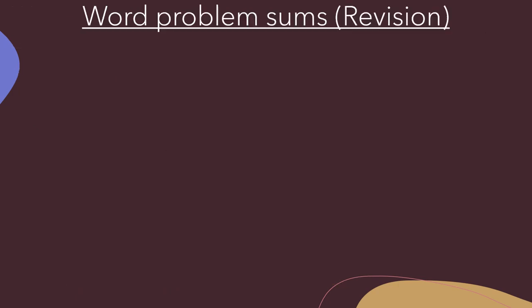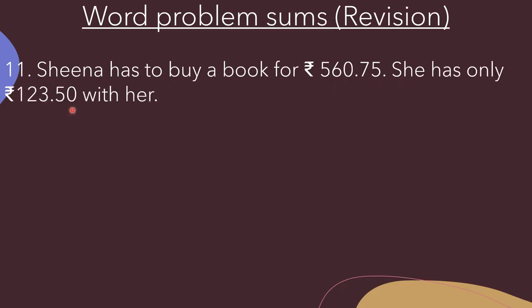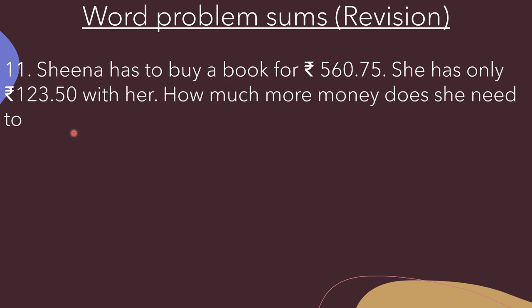Now in question number 11, it is given Sheena has to buy a book for rupees 560.75. She has only rupees 123.50 with her. How much more money does she need to pay? So here beta, we will find out the more money she needs. For that, we will subtract the given amounts. From the bigger amount, we will subtract the smaller amount.